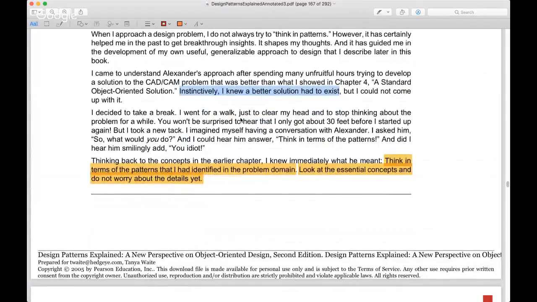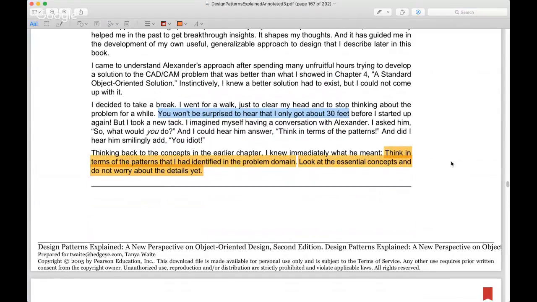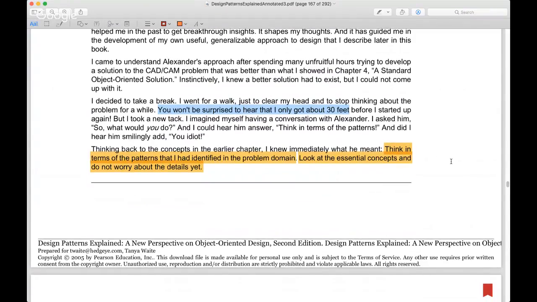So he took the proverbial break. Most of us have done that. And if you're lucky, for me, it always happens at 4 o'clock in the morning. I wake up and that's when my aha moments happen. He walks and this time it got 30 feet. He went, oh, I've got an approach. So he says, Christian was telling him, think in terms of the patterns.